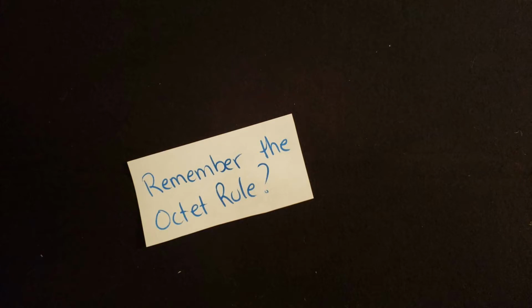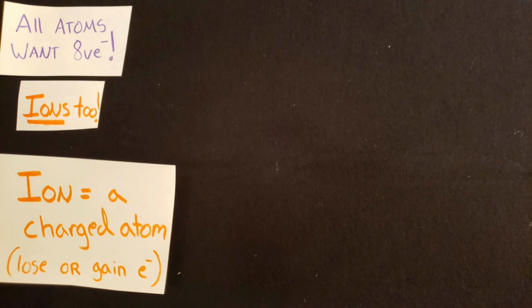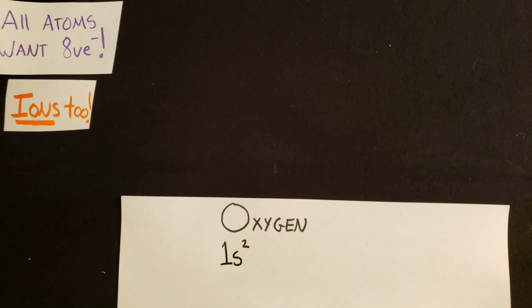So remember, it's important that you remember what the octet rule is. It says that every atom needs to have 8 valence electrons. It wants to be like a noble gas. And this also includes ions, which are charged atoms, and they become charged by gaining or losing electrons, so positive or negative charge. Okay, so let's take a look at oxygen.